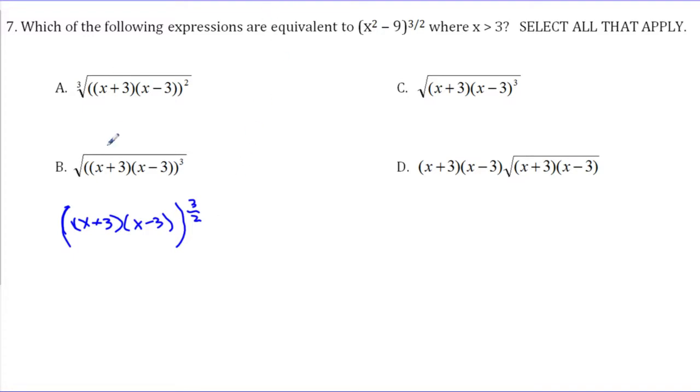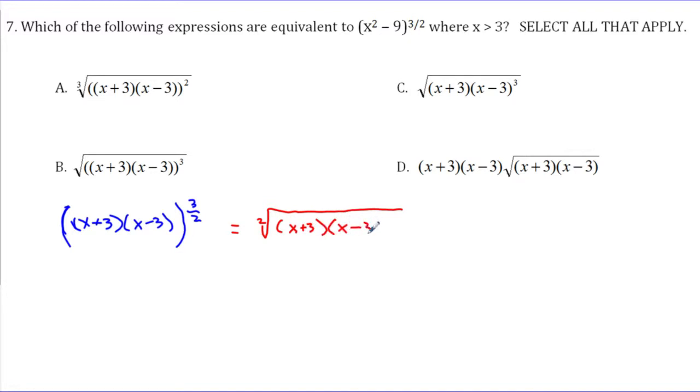So now we need to look at, well, all of these choices are in radical form, so how do I get this to be in radical form? Remember, the denominator of my rational exponent means the same thing as the index of a radical. So I'm going to rewrite this now. Instead of writing 3/2, I'm going to take the denominator and turn that into a radical. And remember, there's a little index of 2 out here because I have a denominator of 2. The inside of my radical, the radicand, is actually the same as the base of my exponent. So inside here, I'm going to put x minus 3 and x plus 3.